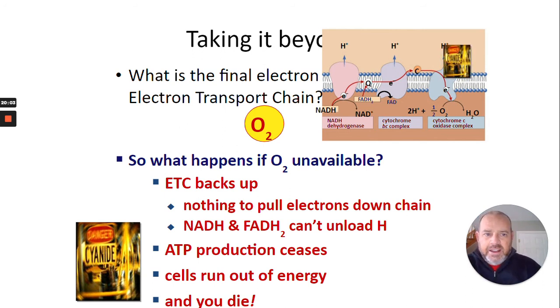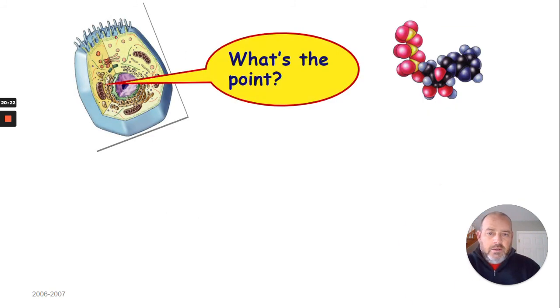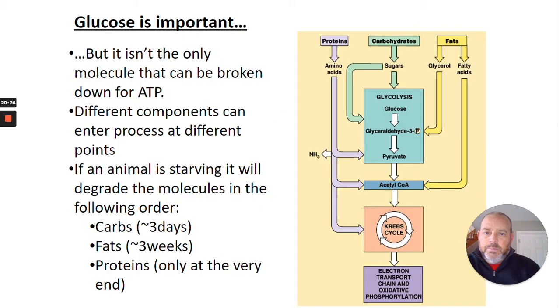Well, cyanide actually affects cytochrome C, that last complex there, and it pokes holes in that membrane, and then it breaks down the electron transport chain. So same idea, right? Same process happens. No ETC, no ATP. Your cells die, and off you go. So what's the point? Made some ATP. Okay, glucose is important, but it's just the model. Okay, it's the one we focus on the most, but it's just the model.